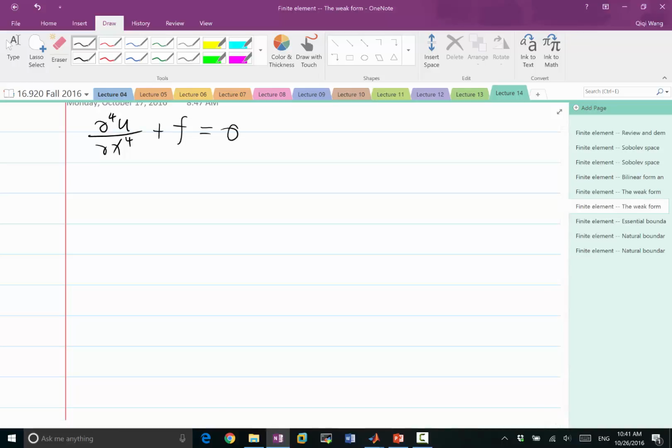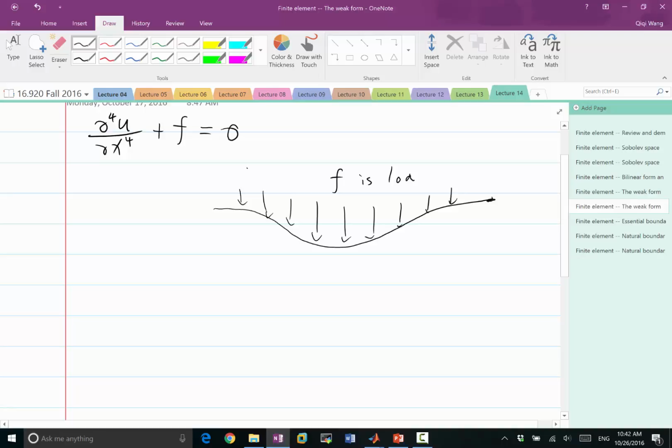And here u describes the bending of a beam, and f is the loading on the beam. So f is the loading, u is the deflection. All right.